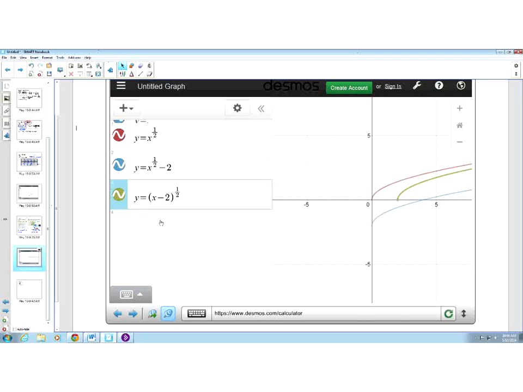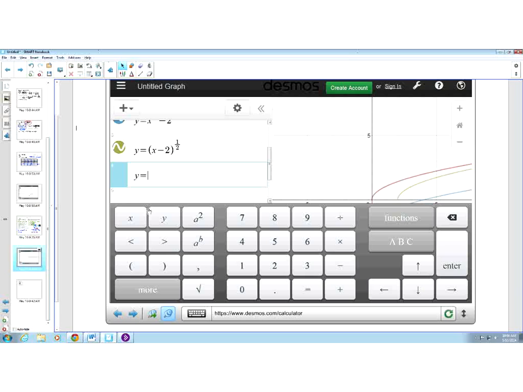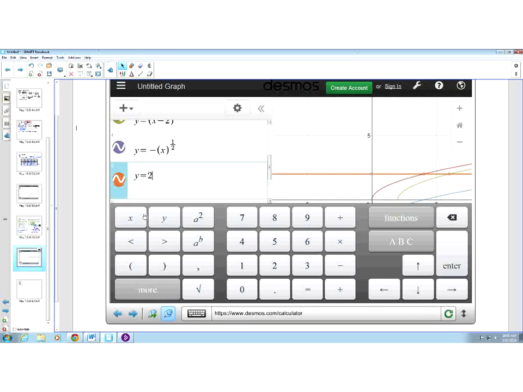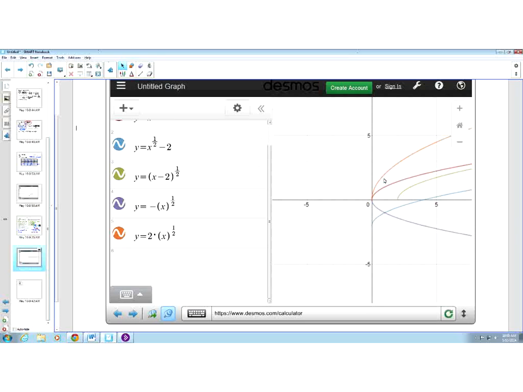Okay. Now, next graph, say, how about a reflection? So y is equal to negative x to the 1/2. Okay, and so that would reflect the red curve right here about the x-axis. So the purple curve you see is reflected. Okay, and then we can do a vertical stretch. So how about y is equal to 2 times x to the 1/2. So this would be a vertical stretch. So you see the orange curve is a vertical stretch of the red curve.